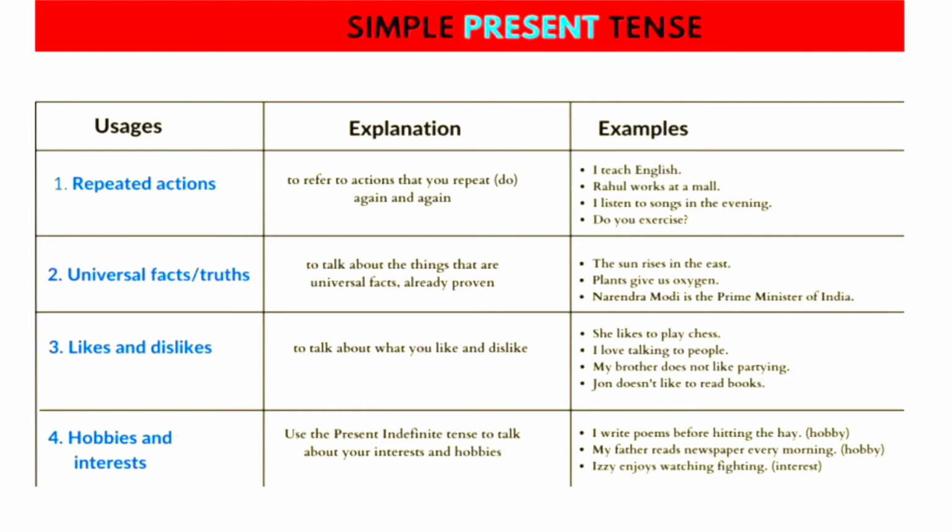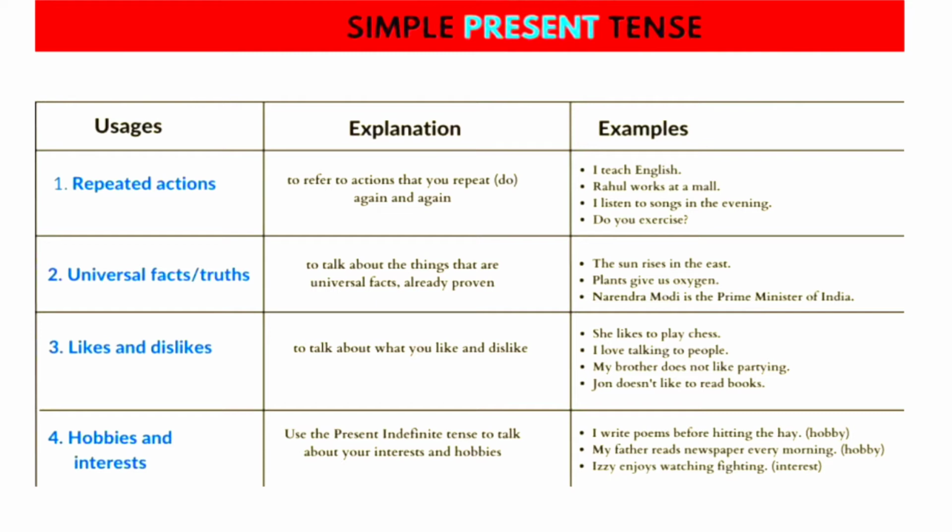Here is given a slide, and it will help in your exams. Uses: repeated action. What kind of repeated action comes in the simple present? Explanation: to refer to actions that you repeat, do again and again. What kind of work you do again and again is called a repeated action. There are some sentences given: I teach English, Rahul works at a mall, I listen to songs in the evening, do your exercise.